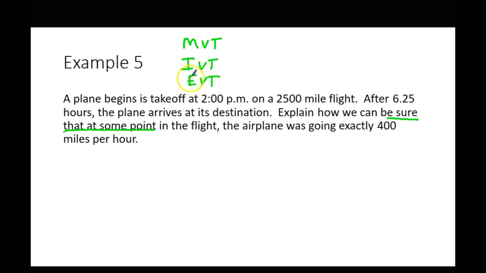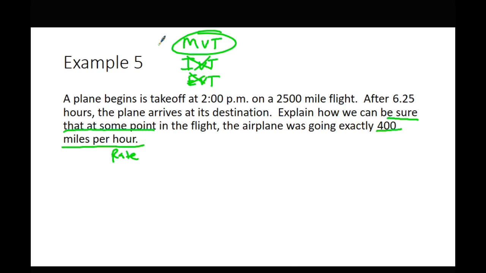Now the EVT talks about mins and maxes. The IVT just promises that there's some point in between two other points. The MVT talks about average rates of change being equal to instantaneous rates of change. So how do we know which of these three it is? Well, if you read on, it gives you another clue. It says 400 miles per hour. Now that is a rate. So we're not talking about mins and maxes. We're not talking about a number in the middle of two other numbers. We're talking about an average rate of change, which tells you right there, we're talking about the mean value theorem.